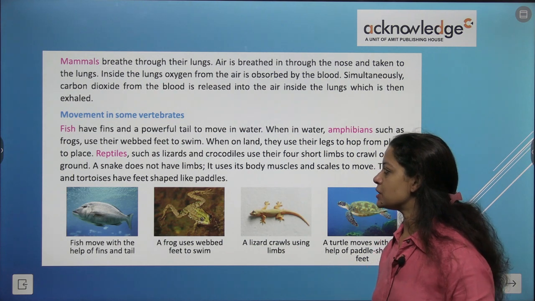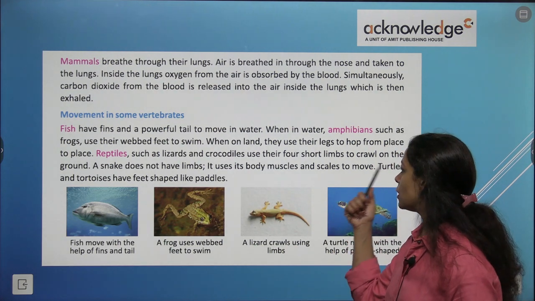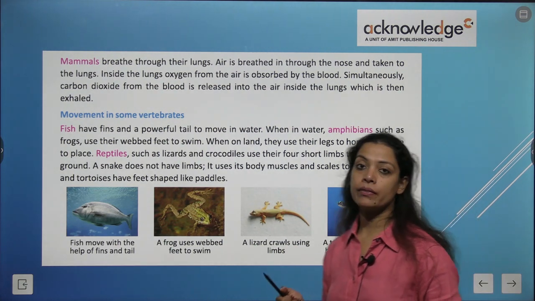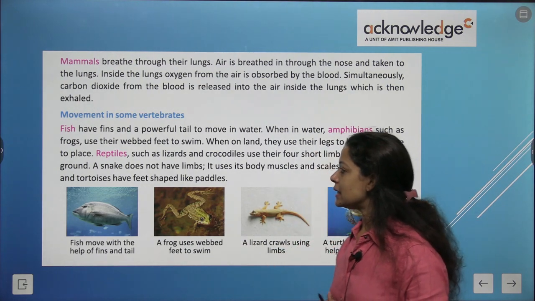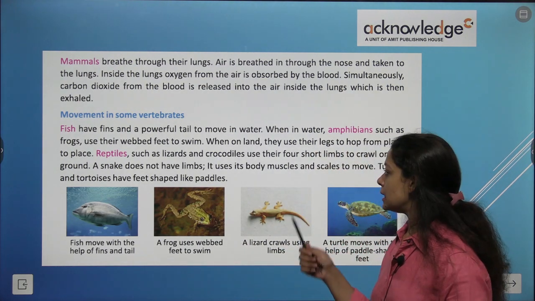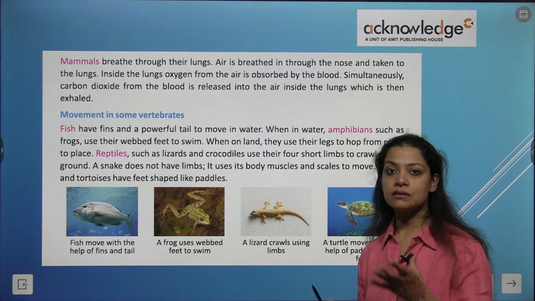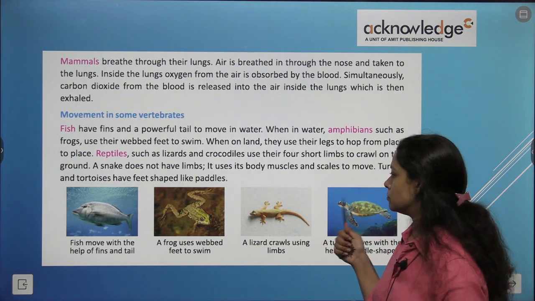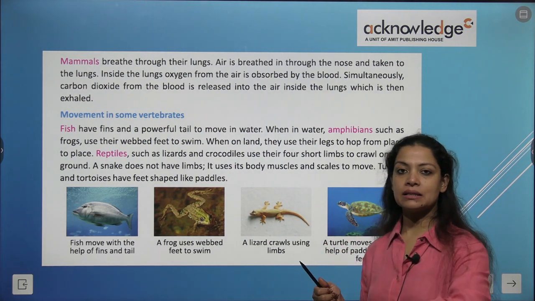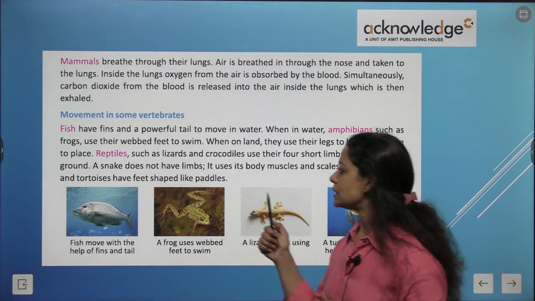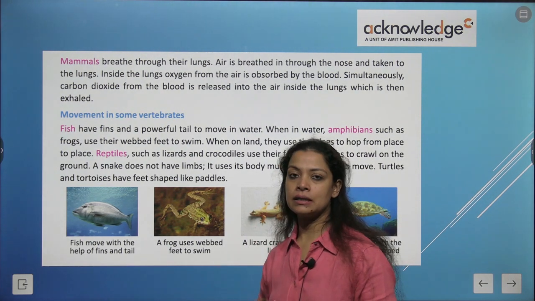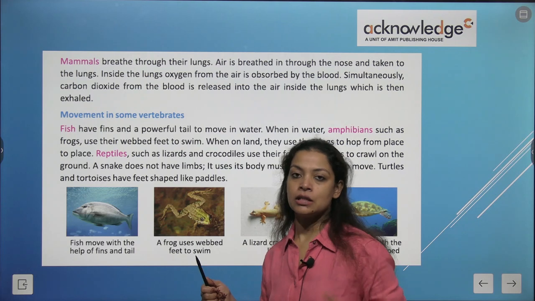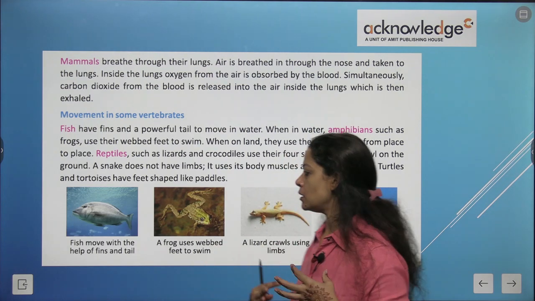Reptiles such as lizards and crocodiles use their 4 short limbs to crawl on the ground. A snake does not have any limb. They use their body muscles to move, so their movement is in a different way. Turtles and tortoises have feet shaped like paddles, so that they can swim under the water.